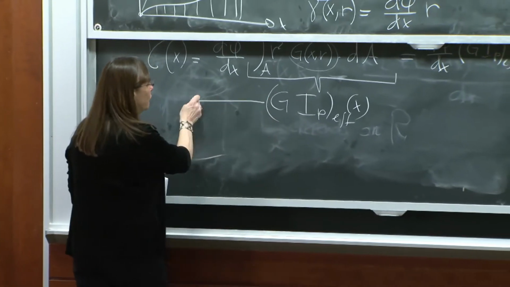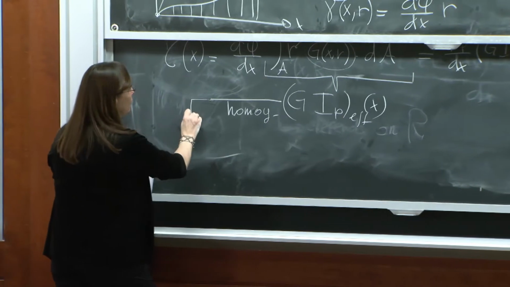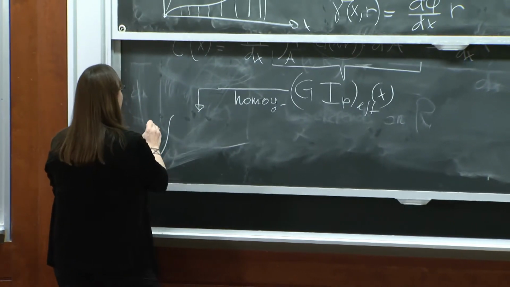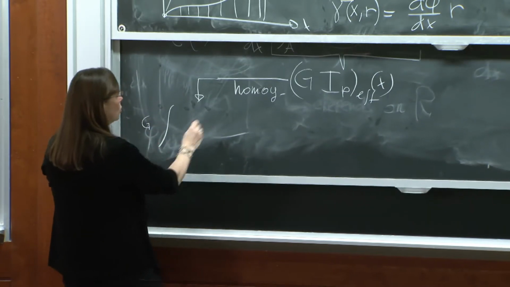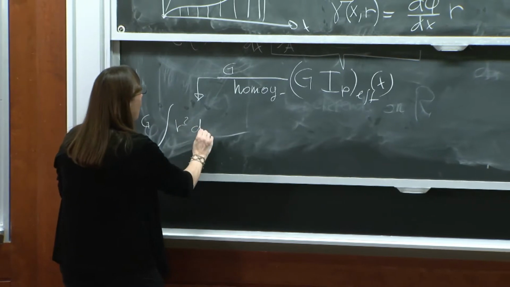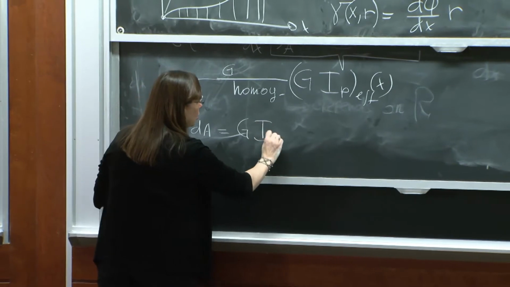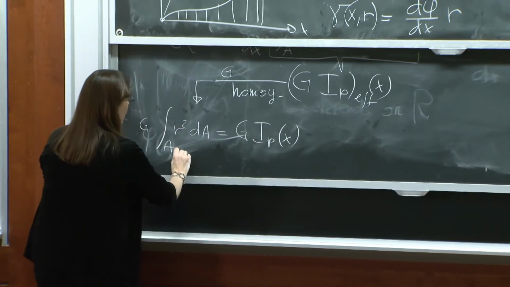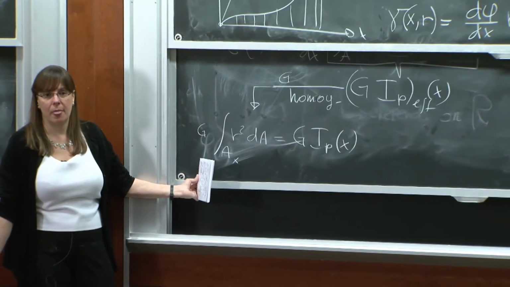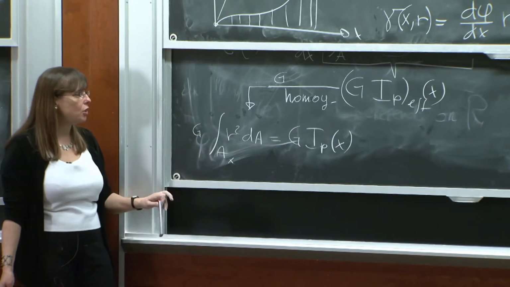Well, if the shaft is homogeneous, then it's fairly simple, because when I integrate G Ip effective, I can take G out. So if it's homogeneous with modulus G, I get G times the integral of r squared dA, and so this is equal simply to G Ip. That's why it's called G Ip effective. If it's homogeneous, I take the G out, and I get G times the Ip of the cross-section.